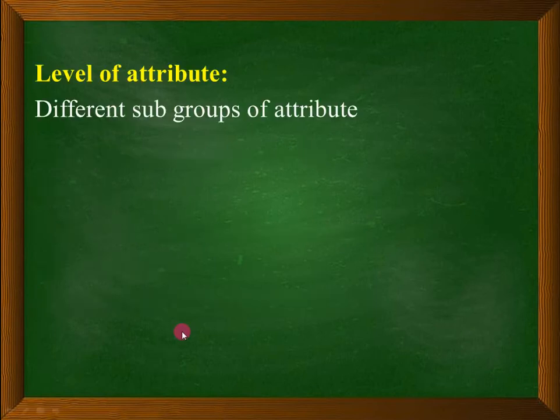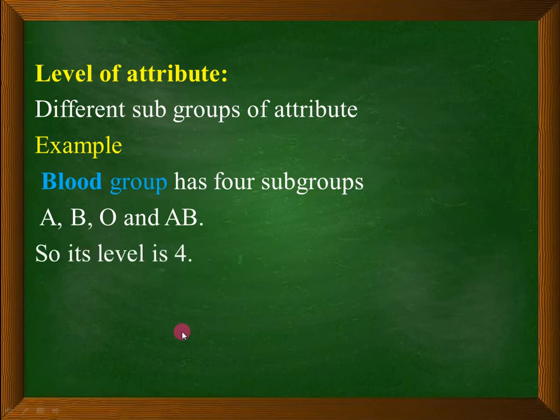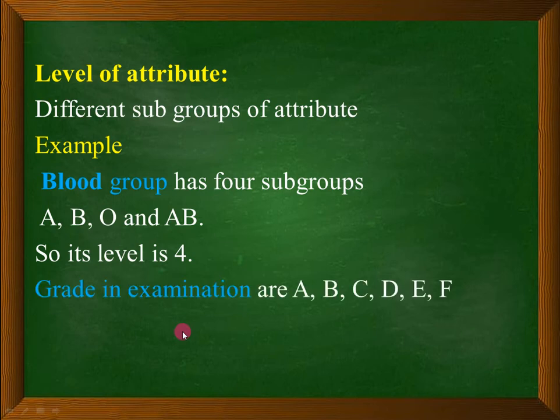Level of attribute. Different subgroup of attribute are called as level of attribute. Blood group has 4 subgroups: A, B, O and AB. Therefore, level of blood group is 4. Similarly, if there are 6 grades A, B, C, D, E, F in examination, then there are 6 levels of grade in examination.